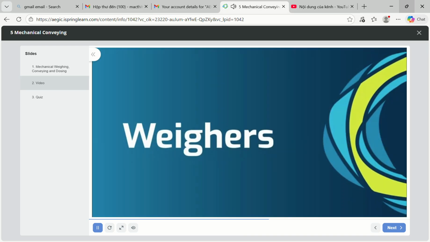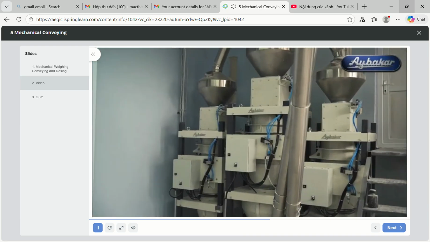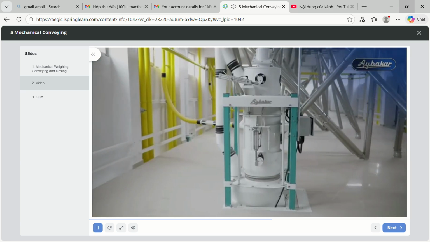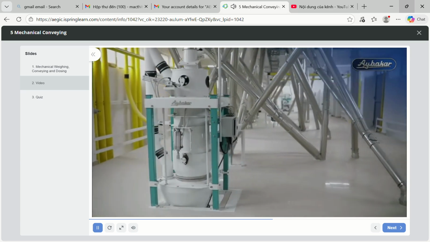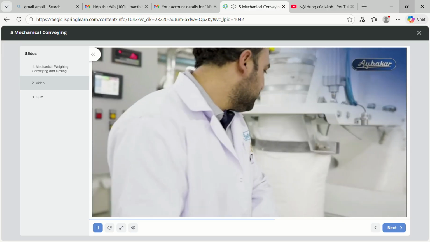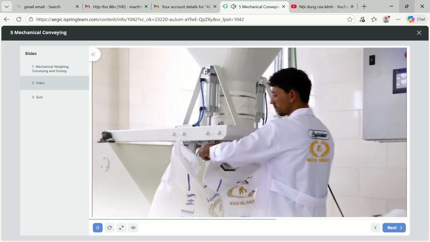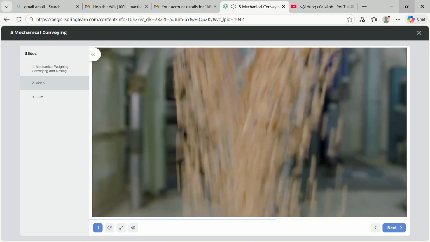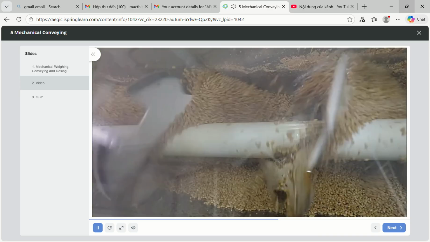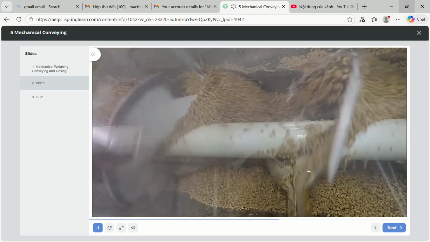Weighers. Inaccurate weighing or dosing can result in severe problems for a mill. For example, loss in future sales due to delivery of underweight or overweight goods, inaccurately mixed goods, or out of specification flour due to inaccurately dampened wheat.